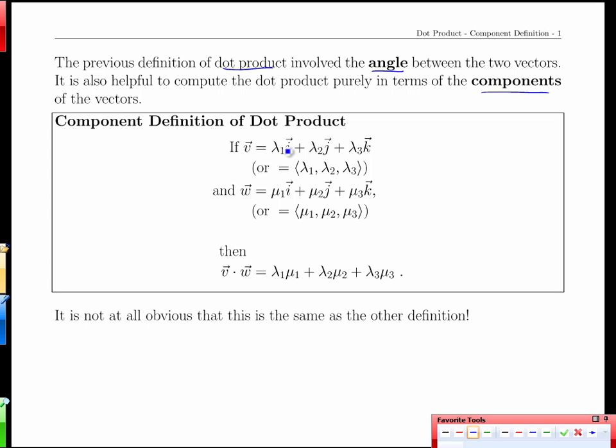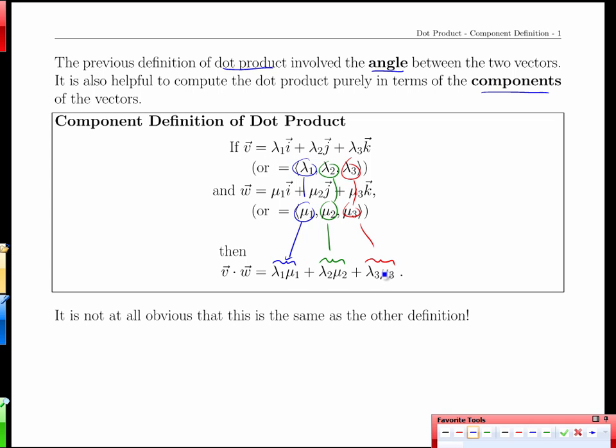If we take a look at a vector written in either the unit vectors in the three cardinal directions, x, y, and z, which we could write out in the angle bracket notation here as three components, and another vector, again in three components, it turns out the dot product that we defined earlier based on an angle can also be defined based on components. So we've got v dot w. We take the first component of v and the first component of w, and we multiply those. Then we take the second component of each of those vectors, we multiply those. Then we take the third component of each vector, and we multiply those.